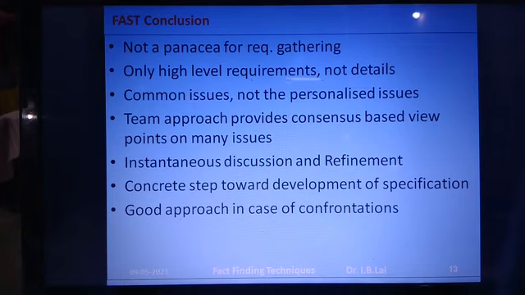This gives a concrete step toward development of the requirements specification, which is a good approach in case of confrontations. So this FAST meeting is a very good approach for bringing in consensus on certain specifications, and this avoids any kind of conflict after the product is delivered, because both parties, developers and customers, agree upon the requirements they need.